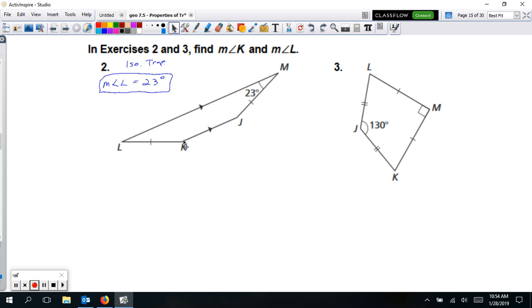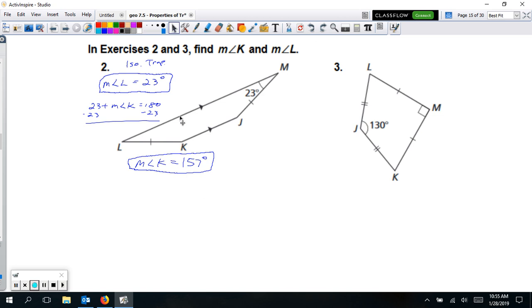Then to find the measure of K, because these are parallel, and this would be like a transversal right here, these would be consecutive interior angles. I forgot to write it down, but consecutive interior angles on this one. And you can do that by saying 23, which is the measure of angle L, plus this one is going to equal 180. So these two add up to 180. So 23 that we know, plus the one we don't know. If you want to just put X here for that one, that's fine. And then just subtract 23 from 180, and you found that the measure of angle K is 157 degrees. So we know that's 157 here.